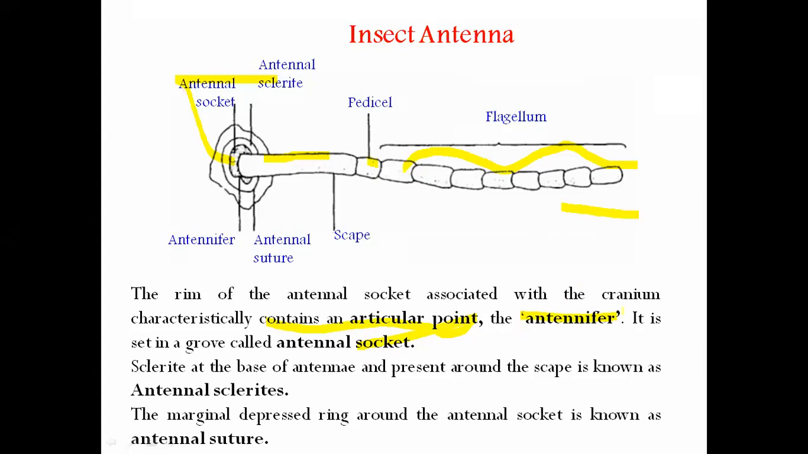Students, this is not so important, but for knowledge's sake, on the head there is one antennal socket, located on the cranial part of the head region, and there is the articular point, called the antennifer. From this antennal socket the antennae arise or are formed. The antenna is surrounded by many sclerites, known as annular sclerites.